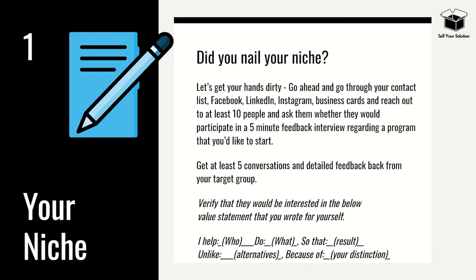So, I help who to do what so that result, unlike the alternatives, because of, and then insert your distinction. Whatever you wrote in there in the earlier worksheet, that's what you're going to pitch to them. And you just want to gain their feedback. They should be in your target audience. Find out whether it's a yay or a nay for them. And if it's a nay, find out what you could change or what would be more of interest, and then work that into your value statement.